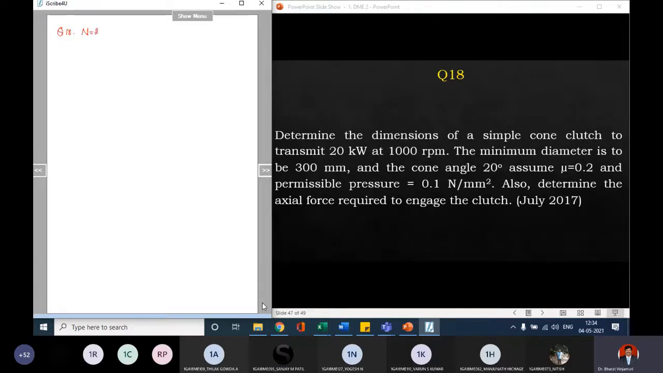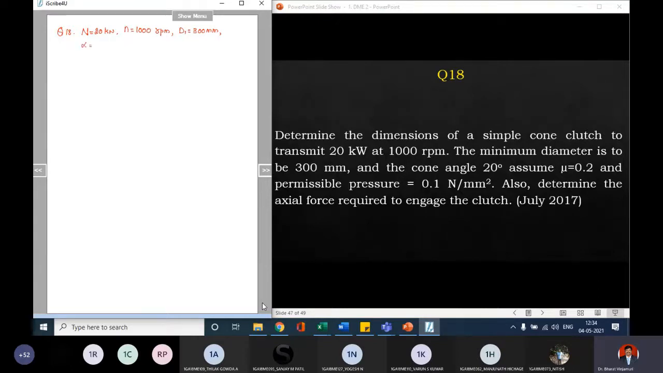Capital N, 20 kilowatts at 1000 rpm, small n, 1000 rpm. The minimum diameter is to be 300 mm. What is this? Can you tell me? D1, D1 is 300 mm. The transfer is 100 mm and the cone angle is 20 degrees.